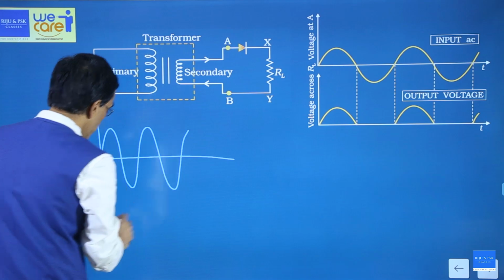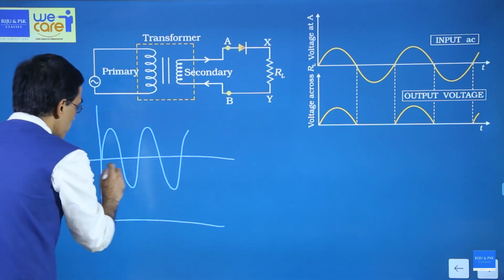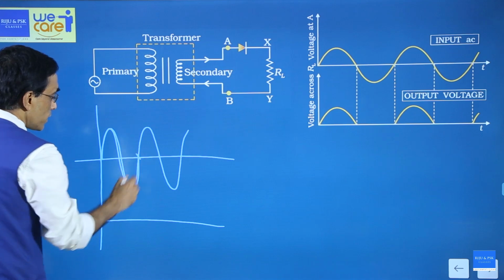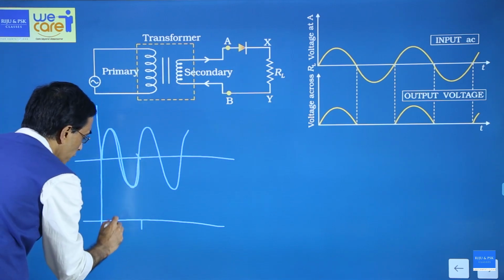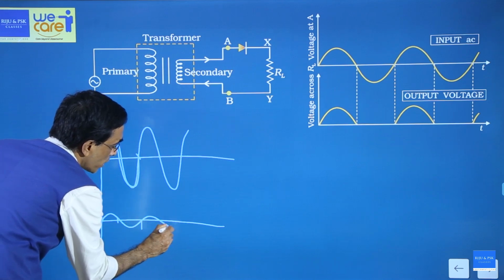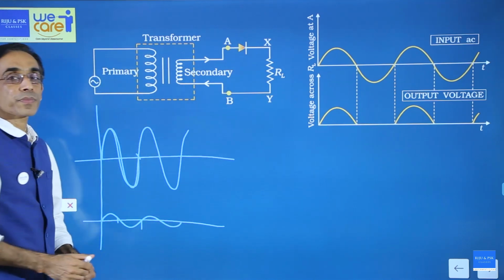And the secondary side, what will happen? The same voltage. See, this is what we call one cycle. The cycle and the time period will remain same, but the value, the amplitude, will decrease. This is what we call step down voltage.